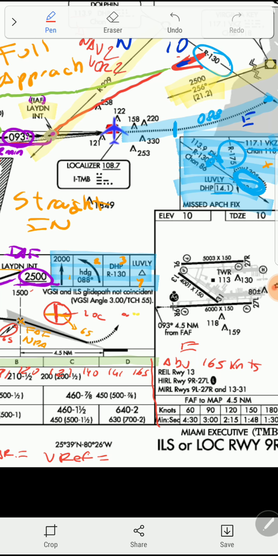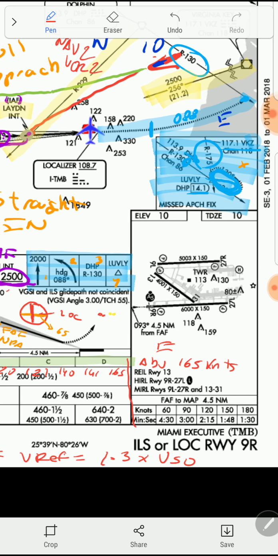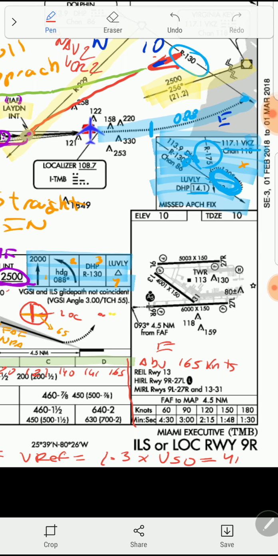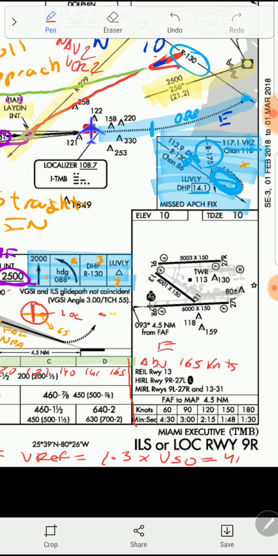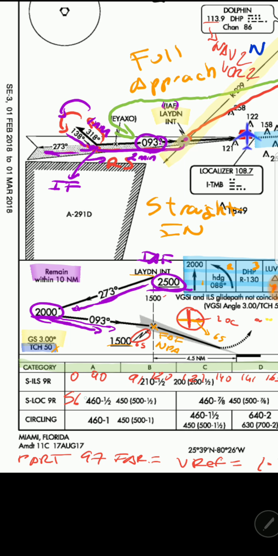Do we have a VREF on the Cessna 172? Have you ever heard about it? No, right, because it's not published. So how do I know my actual reference speed so I can determine in which category my airplane is going to enter? We're going to multiply 1.3 times your VSO. So if your VSO is 41, multiplied by 1.3, it's going to be around 56, 57 knots. Okay? It means that your approach speed should be 56 knots.